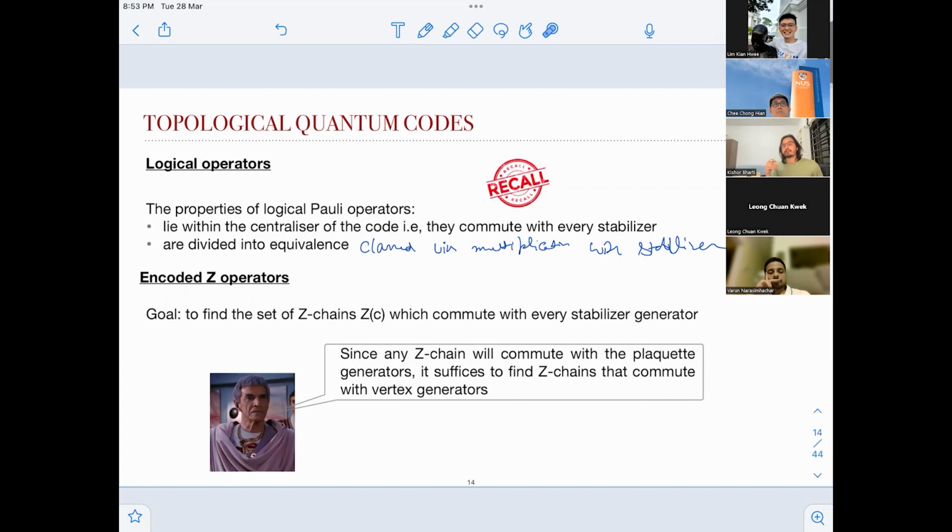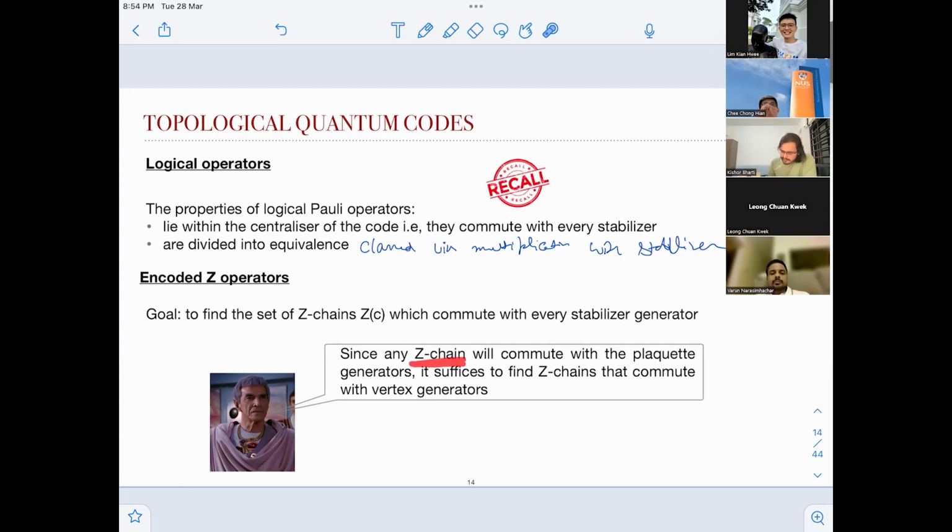The Z operator should commute with all the stabilizers, all the Z stabilizers and all the X stabilizers, and at the same time should not be a Z or X stabilizer. That's what an encoded Z operator should be. Earlier we were looking at it in the group theoretic picture, but now you can look at the same concept using topological ideas.